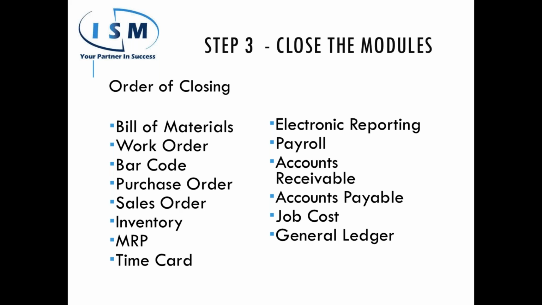The reason why the order of close is so important is some of these modules roll down. So when you close purchase order, that information rolls to inventory and it rolls to accounts payable. And if it's linked, it could run to sales order and to AR. So the order of how you close modules is very important in the Sage 100 system.